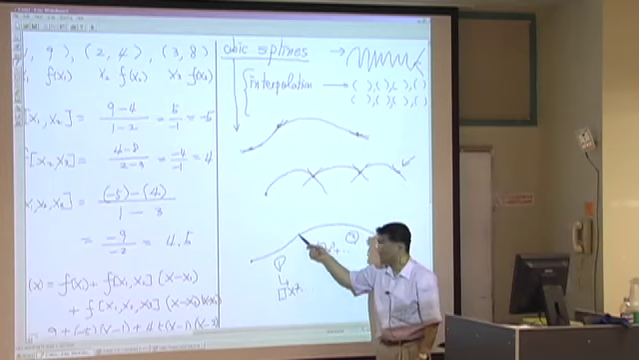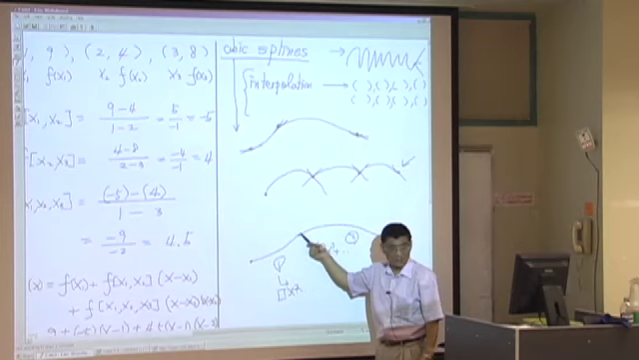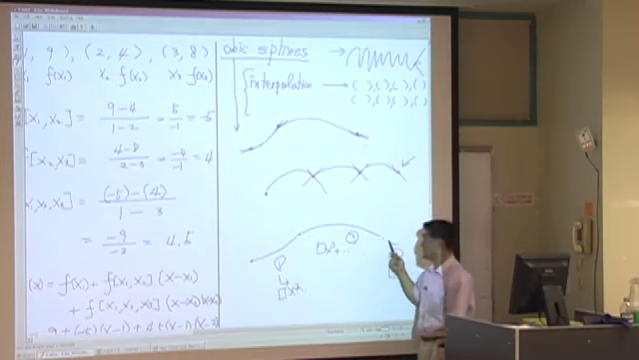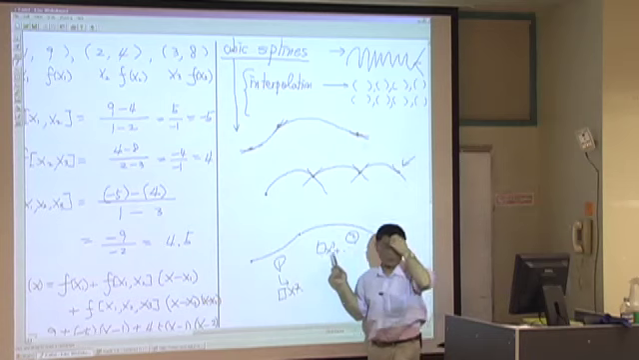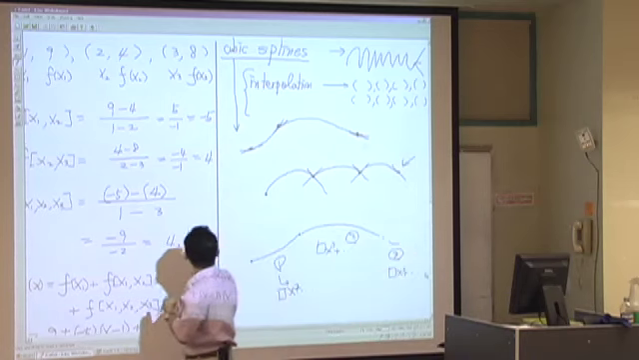It should satisfy the conditions, right? The slope should be the same, the second derivative should be the same. So this is what we want to do. These are called splines.